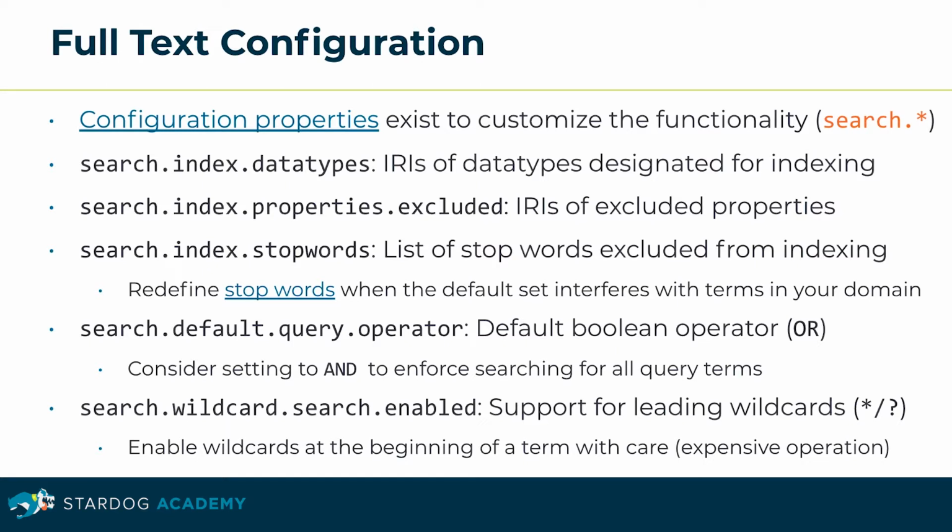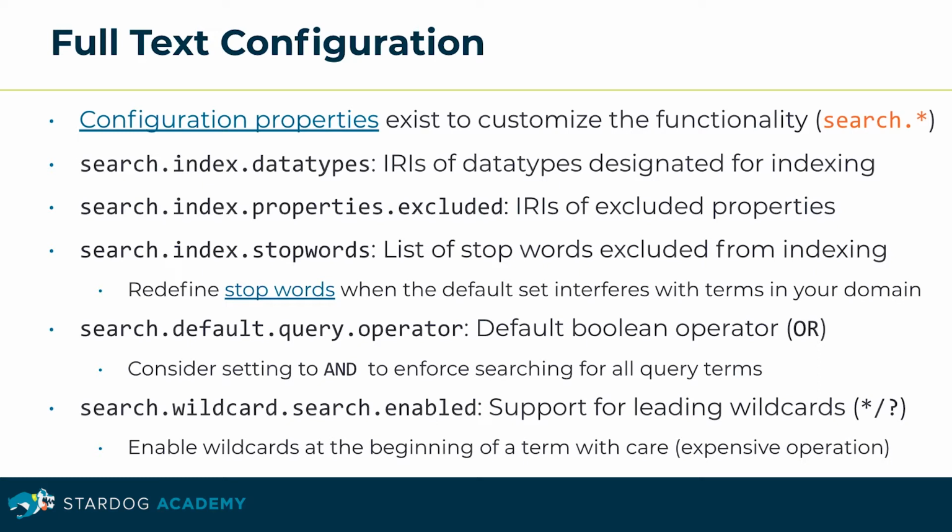A number of configuration properties exist to customize the full text search functionality. Corresponding property names start with the prefix search. The following properties define the scope for indexing and search. The property search.index.datatypes enumerates data types that should be indexed, for example XML schema string or derived data types. The property search.index.properties.excluded is a blacklisting of attributes to be ignored.